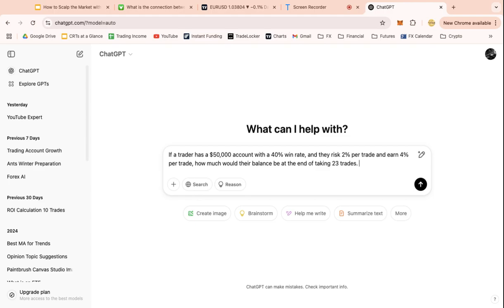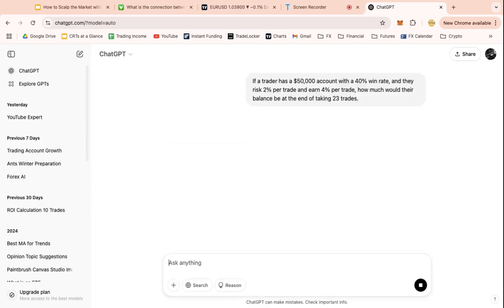All right, so once again, $50,000 funded account, 2% risk per trade. You earn 4% per trade. So you're losing 2% or you're earning 4% with every trade that you take. And we're going to see how much the balance would be at the end of taking 23 trades for that month. So we press enter and let's see how we do.